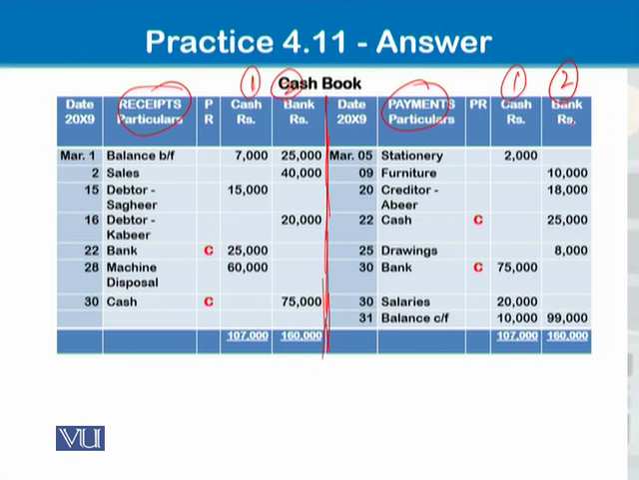So here we put the debit balances, the cash in hand and cash at bank, 7,000 and 25,000, on the receipt side as balance brought forward. This is what we already discussed in the previous module, that this balance is coming from the last month.